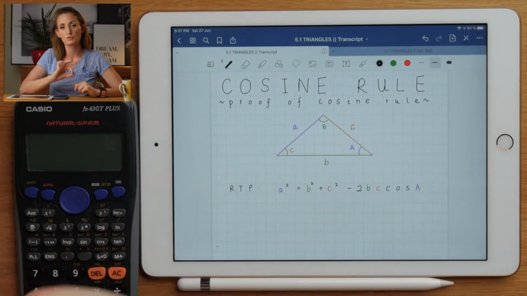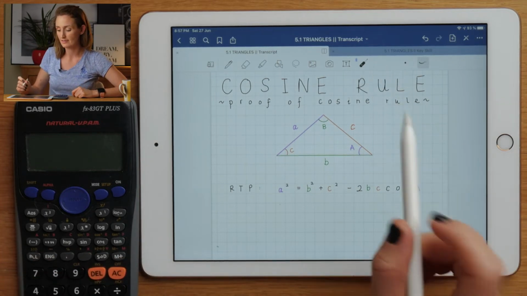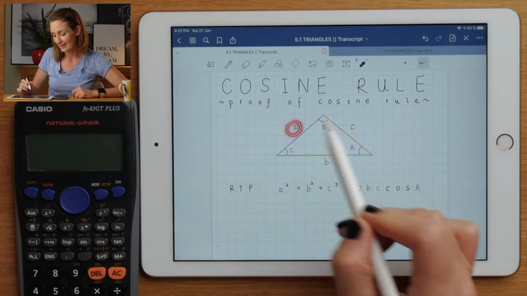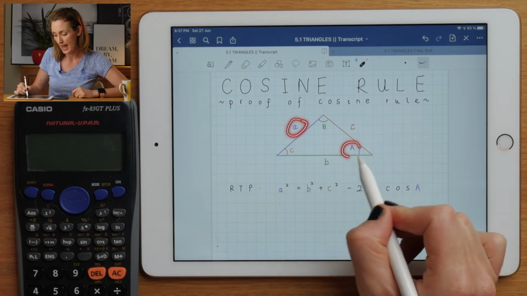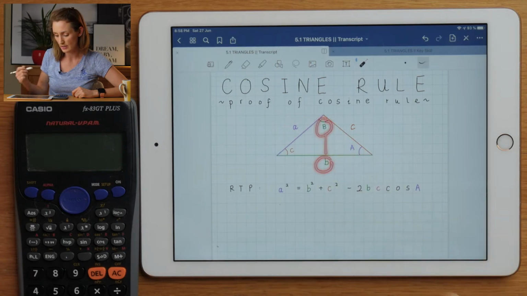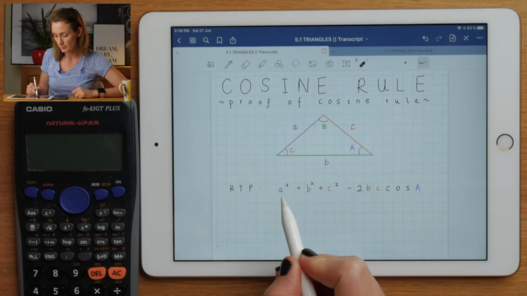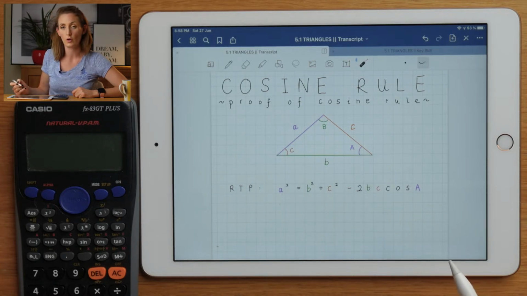Again, I've started by drawing myself a triangle and color coding it. That's not necessary, but you know. Putting side A opposite angle A, angle B and side B opposite each other, etc. Now, I'm required to prove that a squared is equal to b squared plus c squared minus 2bc cos A.